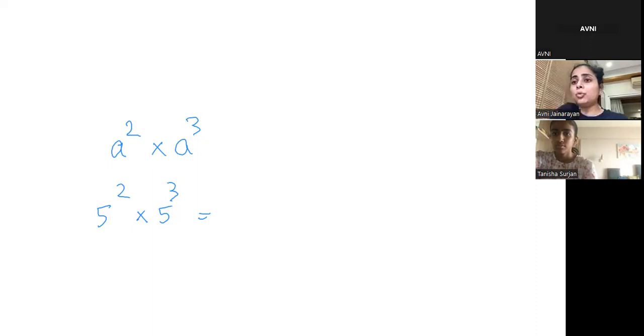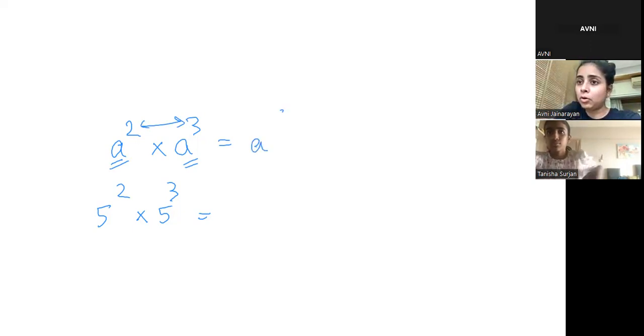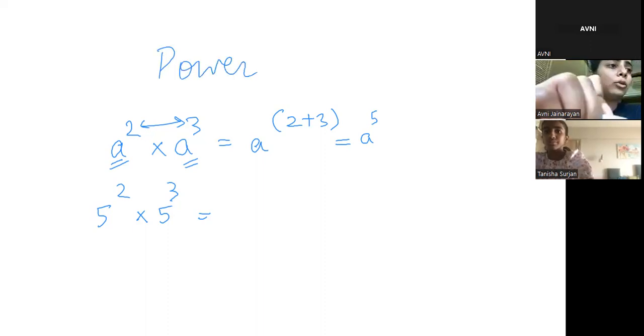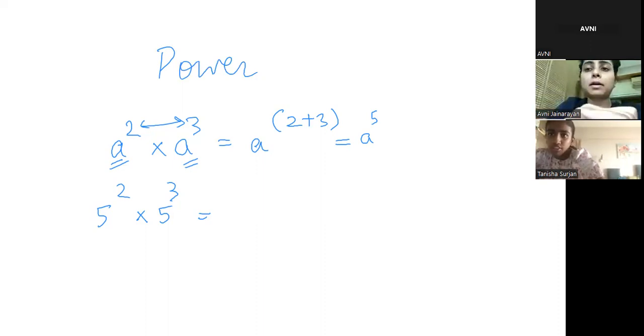I will teach you one important rule. When the bases are same, we can add the powers. Okay? We can add the powers. So it becomes A common le lo, 2 plus 3. So it becomes A to the power 5. Did you get this concept? Yes. Can you give me the answer for the second one? 5 raised to the power of 5.